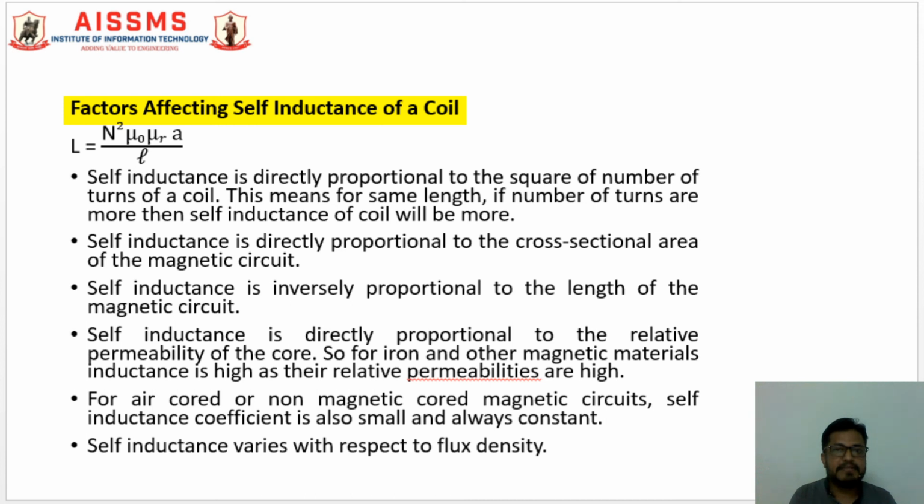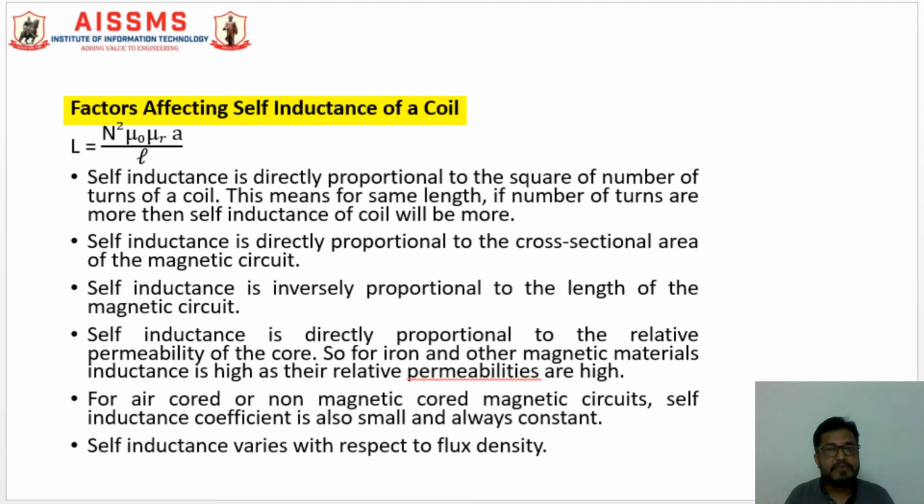Self inductance is directly proportional to the square of the number of turns of a coil. This means that for the same length, if the number of turns is more, then the self inductance of the coil will be more. Self inductance is directly proportional to the cross sectional area of the magnetic circuit. So if the cross sectional area goes on increasing, then self inductance also increases.